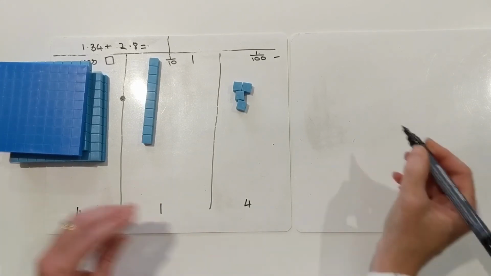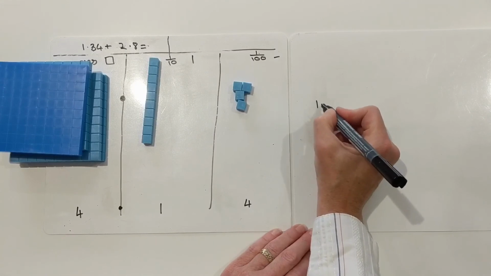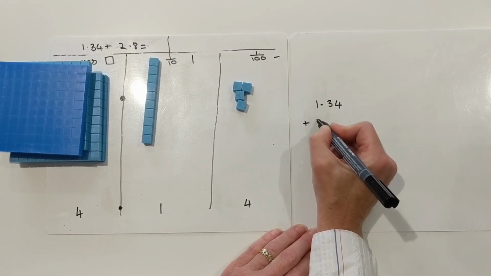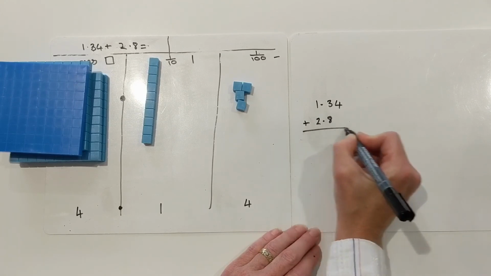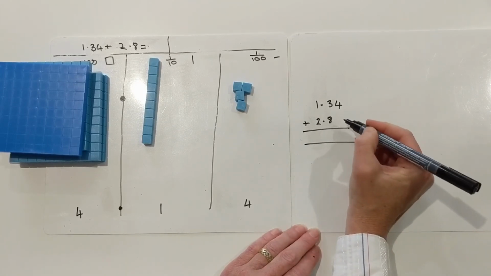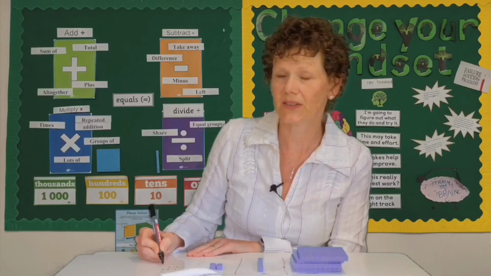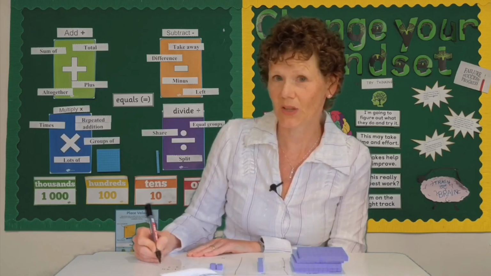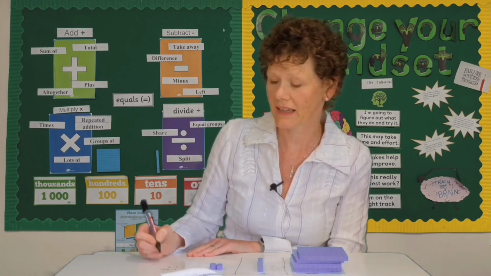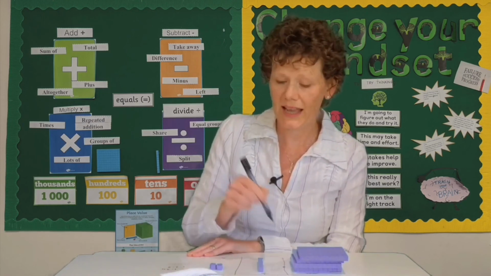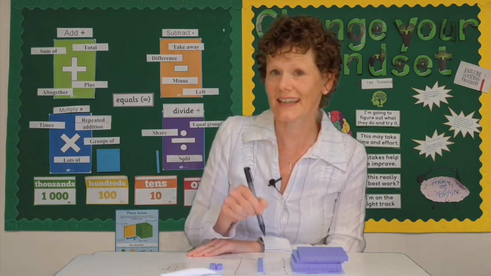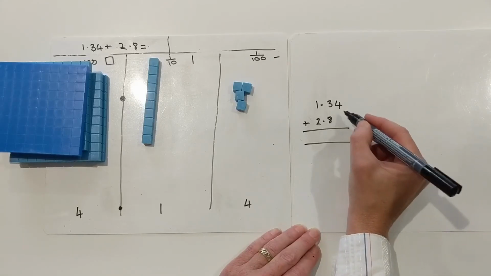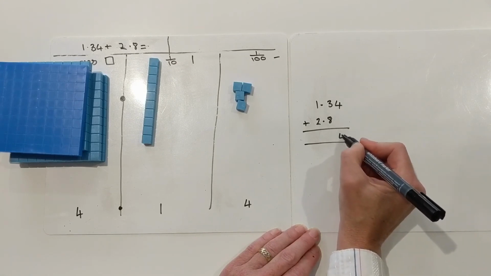If we look at that in our formal method, we've got 1.34 add 2.8. The misconception is the children will put this 8 into this column where it's in the wrong place. They might put the 2 in the wrong column, they might have a placeholder, or they might just leave a column blank. So by using the dienes, we're helping these digits to get into the right numbers to start with. We can then add them together. 4, add nothing, well that's 4.